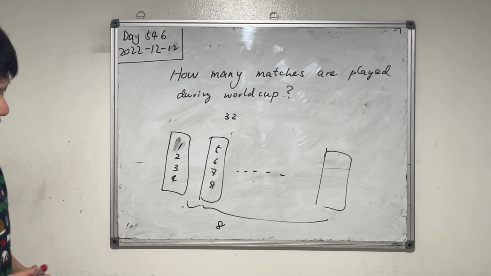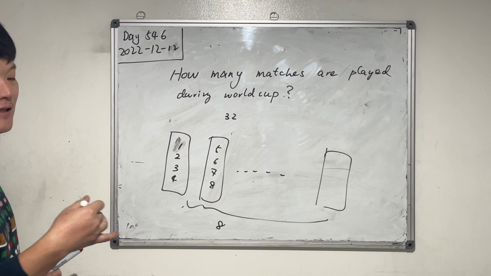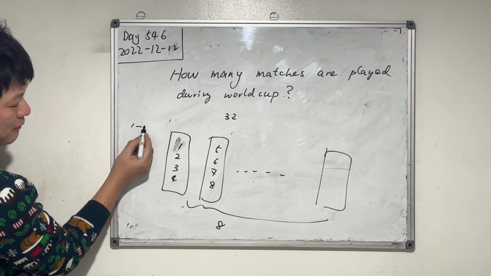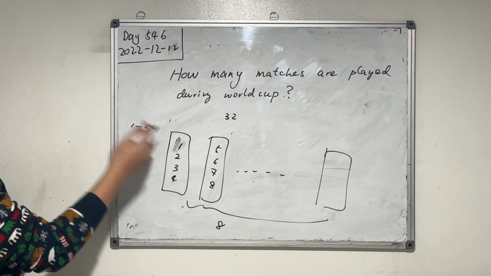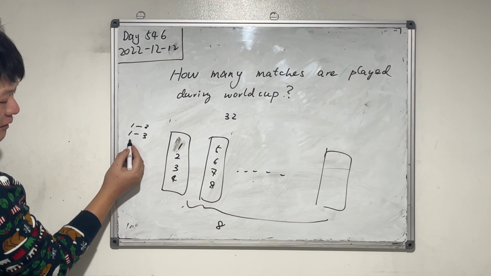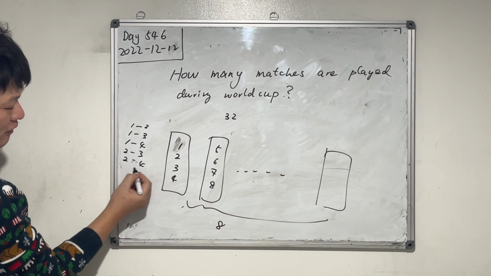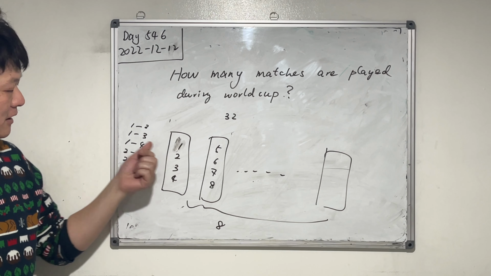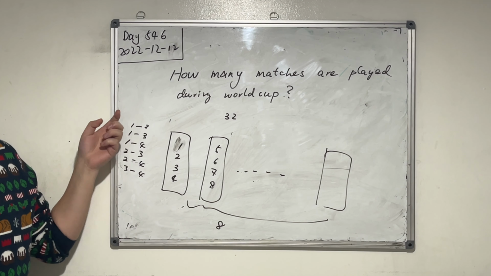6. Yeah, how do we get a 6? There are 4 teams, right? So each team plays against 3 other teams, right? So 1 plays with 2, but 1 plays with 2 is the same as 2 plays with 1, right? And 1 plays with 3, 1 plays with 4, 2 with 3, 2 with 4, 3 with 4, right? There are 6. Look, there are 4 apples. We are picking 2. Without considering the order, the sequence does not matter.